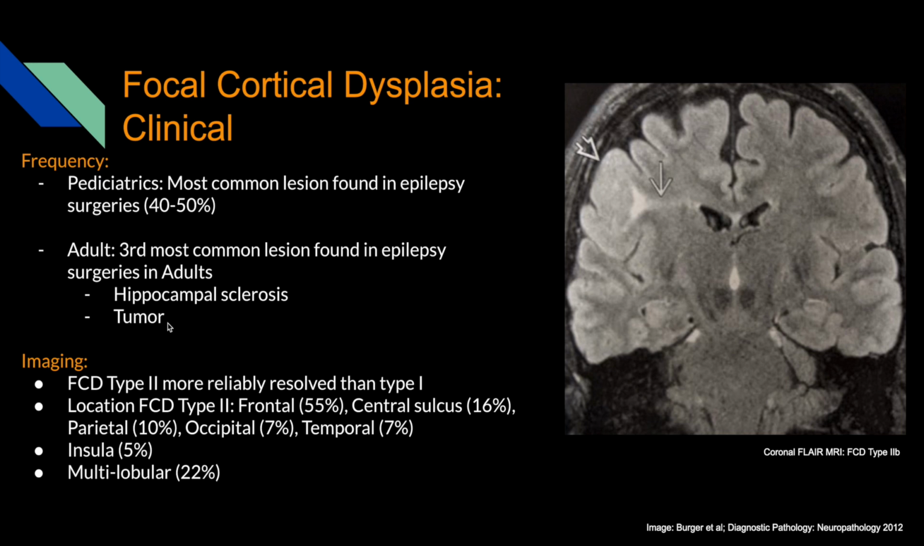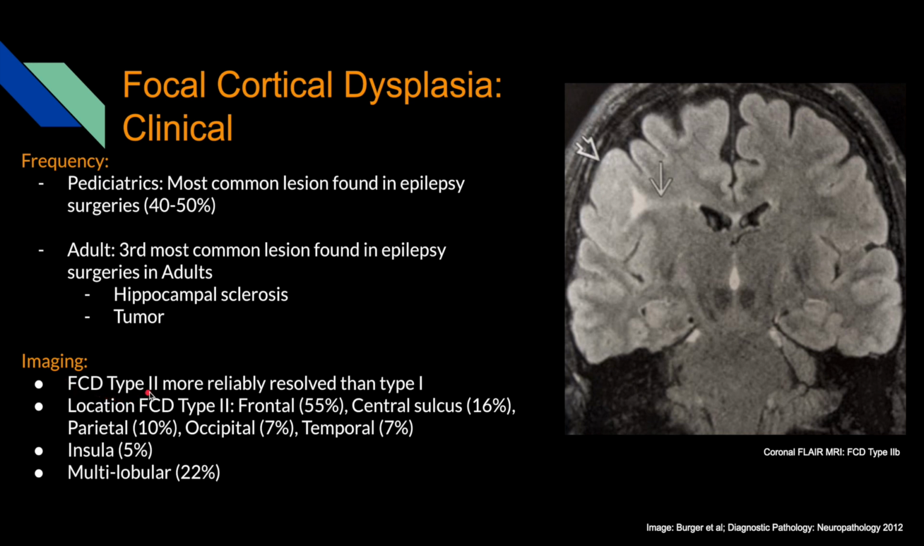But if you see this in an adult, you obviously want to make sure that other things that are more common on the differential are excluded, including hippocampal sclerosis, as we've talked about, or a tumor that causes seizures. So all tumors can cause seizures, so you need to have a wide differential, but there are some more common tumors that should be considered in someone with epilepsy.